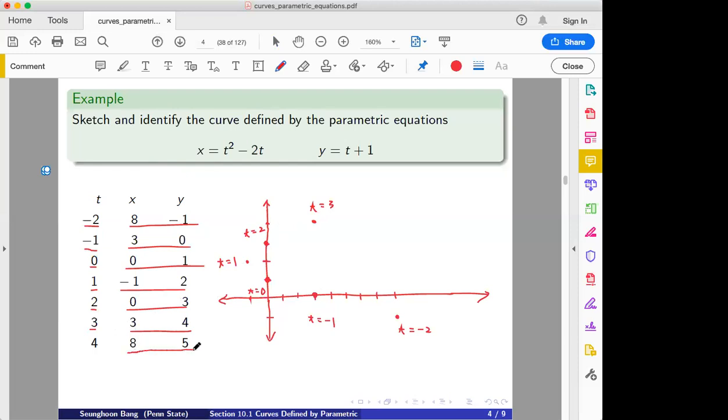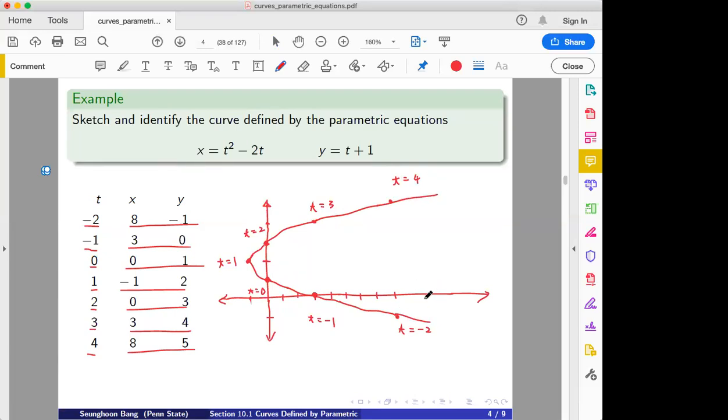One more point, (8, 5). So 8 is here. This is 5. The point is this one. That is t equals 4. Right? You have to connect all these points by using a curve. We can connect them like this curve. We can connect this curve like this.